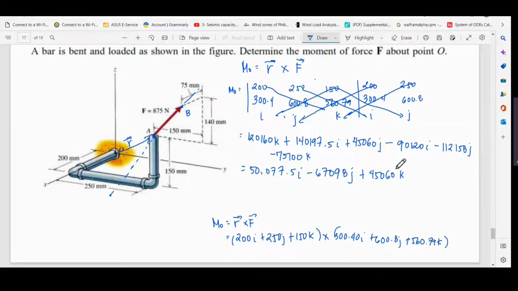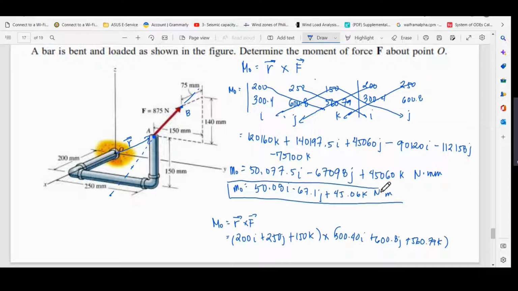The unit will be in Newton dot millimeter. And if we want to express it into its Newton dot meter, so we have 50.08 I minus 67.1 J plus 45.06 K Newton dot meter. Sorry, Newton dot meter. Okay, so hindi naman sinabi dito kung express natin into its equivalent magnitude. So, pwede na siguro to.